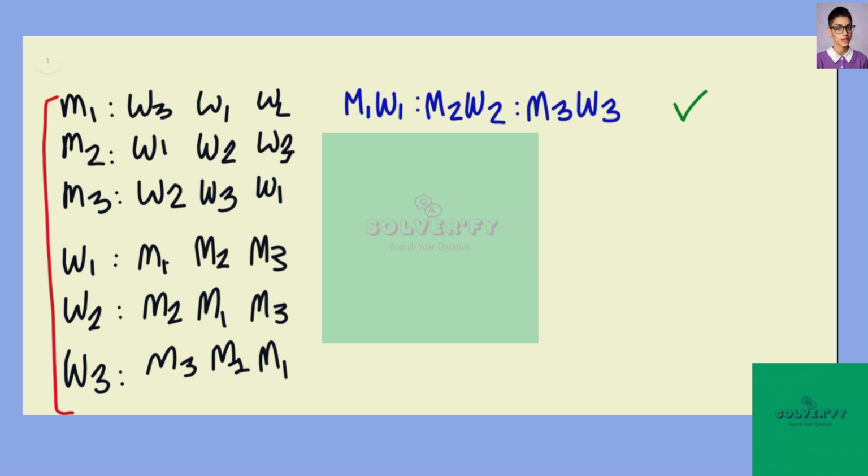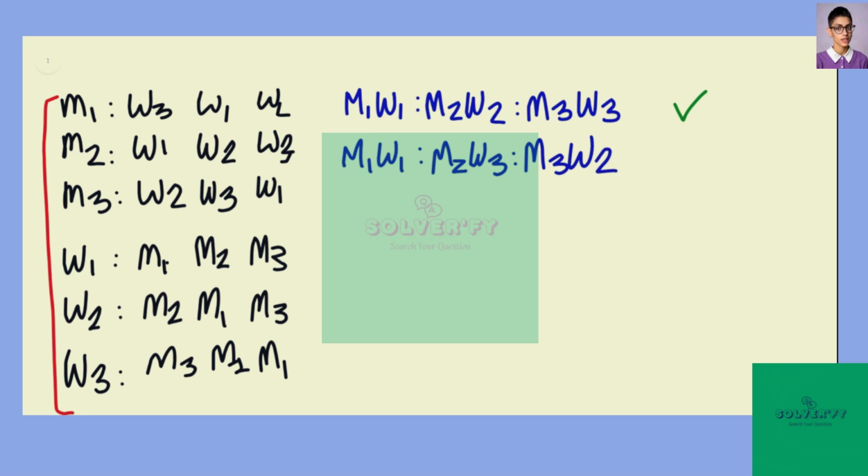But so then we want to go ahead and look at the other combinations. So let's consider, we'll stick with the first male, first woman, and then we'll switch up the other two. So we'll have second male with the third woman, and the third male with the second woman.